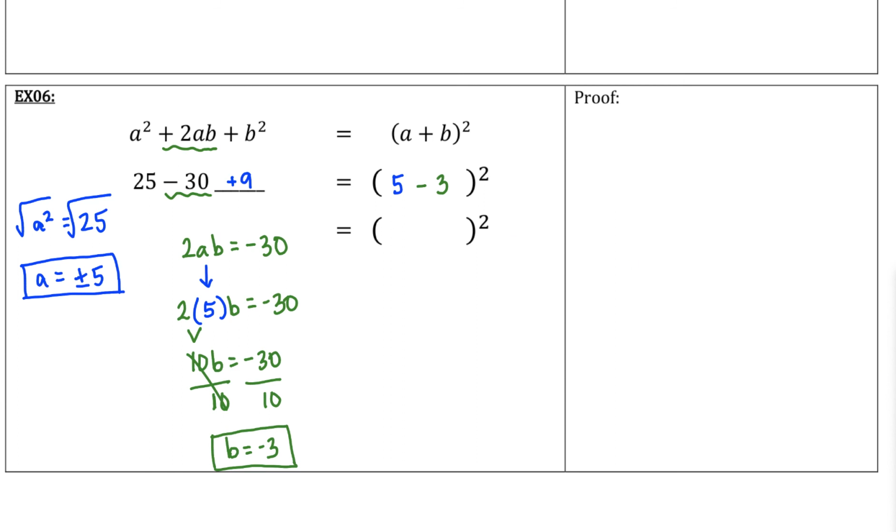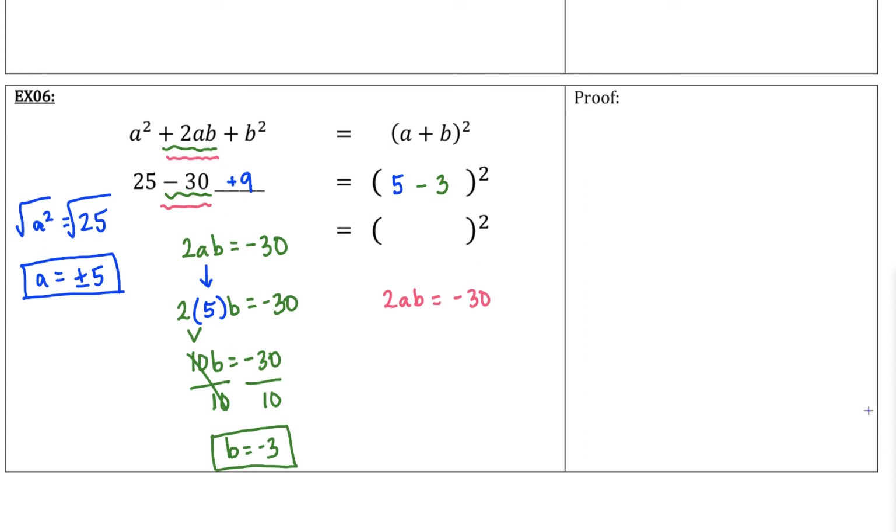Now let's try the other one. I'm going to do red this time again. So 2ab was negative 30, or is negative 30. I feel like that 9 really bothers me for some reason. Okay, better. So the 2ab is negative 30.